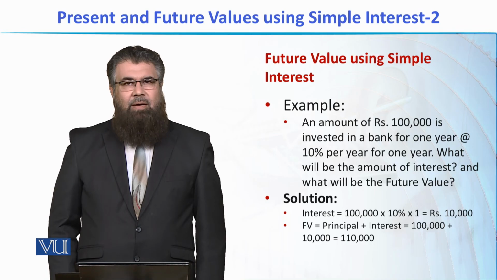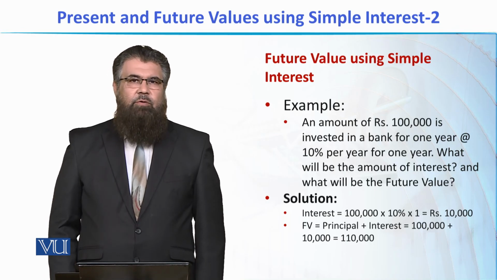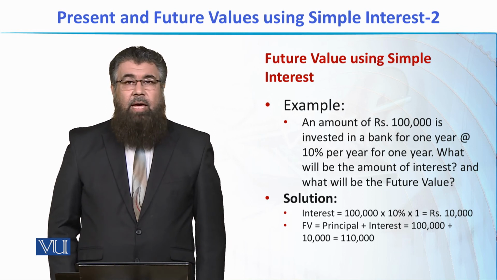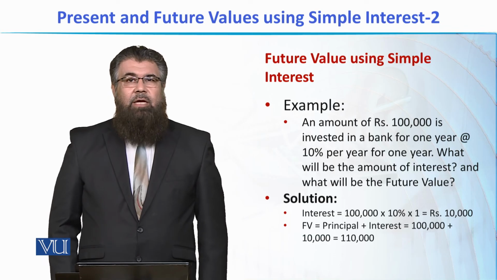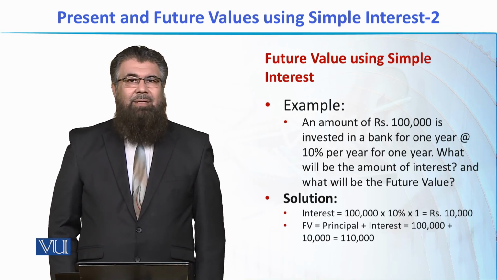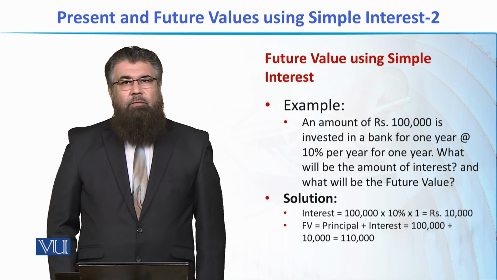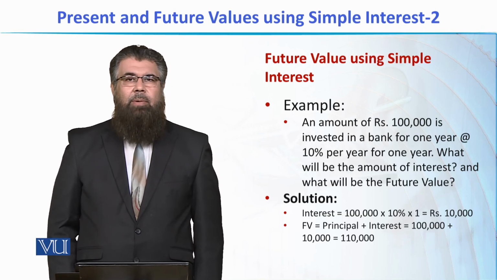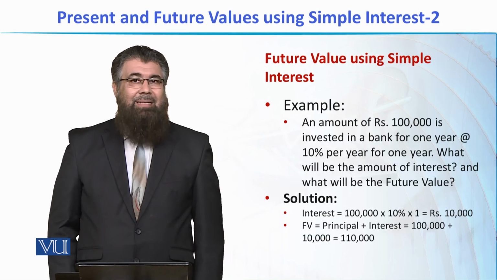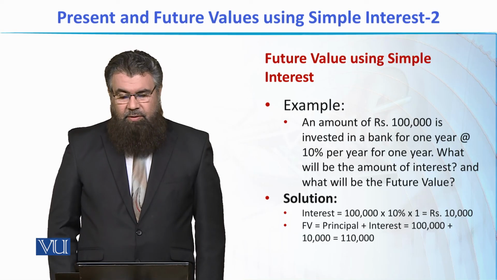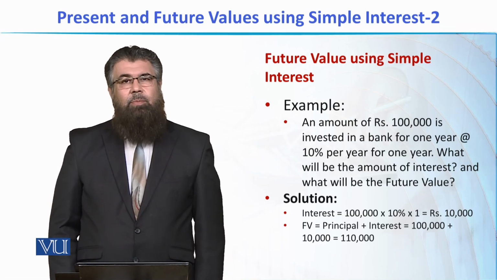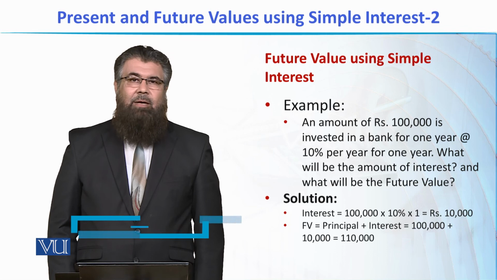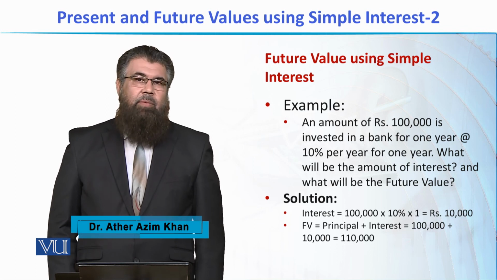If we have a look at this example, we would see that three components given to us are the principal amount invested, the rate of interest, and the time period. The rate of interest is 10% and the time period is 1 year. So first we calculate the amount of interest by applying the formula that we have learned, that is, interest is equal to principal multiplied by the rate of interest multiplied by time. So we have 100,000 multiplied by 10% multiplied by 1 is equal to 10,000 rupees. So this is the amount of interest.